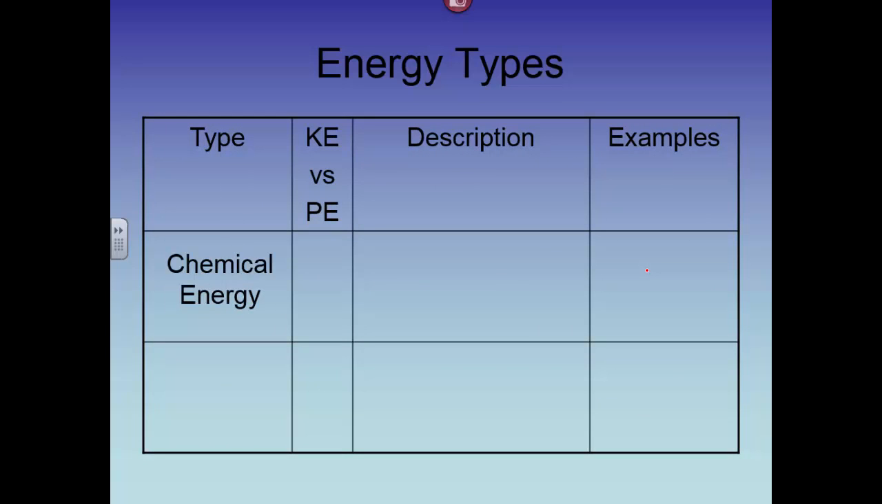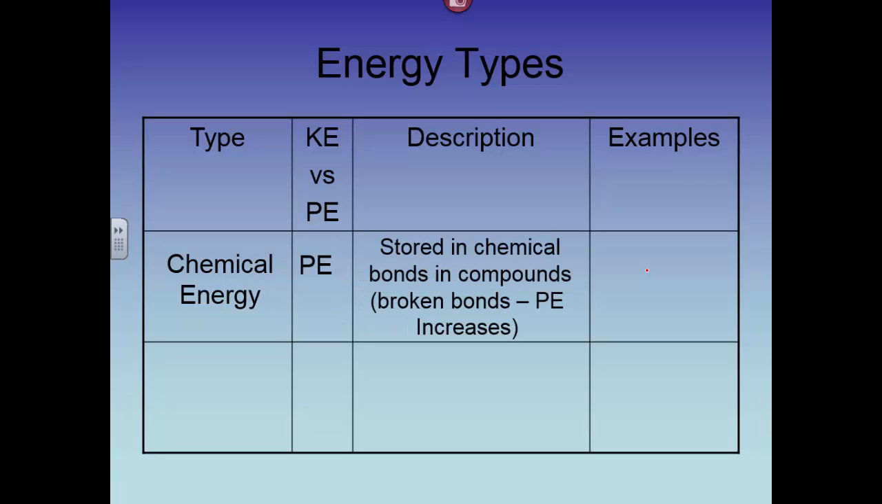Next kind, chemical energy. Again, we're going to come back and talk about this quite a bit later in the year. What we need to know right now is that chemical energy is potential energy, because this is the energy that is stored in chemical bonds or in compounds. When you have two or more atoms that are bonded together, that bond stores a certain amount of energy, and that's potential energy. If you happen to break bonds and pull those atoms apart from each other, then your potential energy goes up. Again, we're going to come back and talk about this a little bit later in the year when we talk about chemistry.